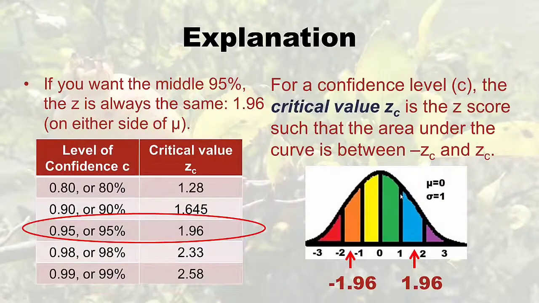Now, for a confidence level C, the critical value Z sub C is the Z-score such that the area under the curve is between negative Z sub C and positive Z sub C. And if you're like, you're just repeating yourself, I am kind of repeating myself, but I'm doing it in different ways because I know this is a really difficult concept, and so sometimes people need to hear it differently. But this is one way of saying it, okay?